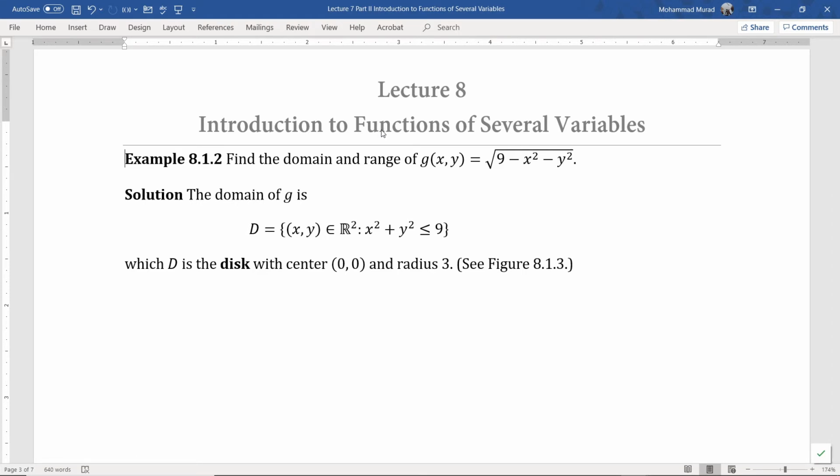The domain of g is the set D of all ordered pairs from R2 space such that x squared plus y squared is less than or equal to 9. Since the quantity here has to be non-negative, this gives this inequality. The set D is a disk with center 0, 0 and radius 3, as shown in the figure.